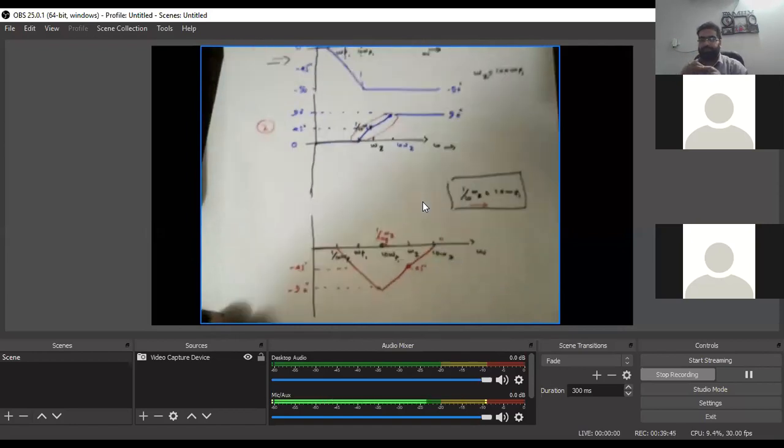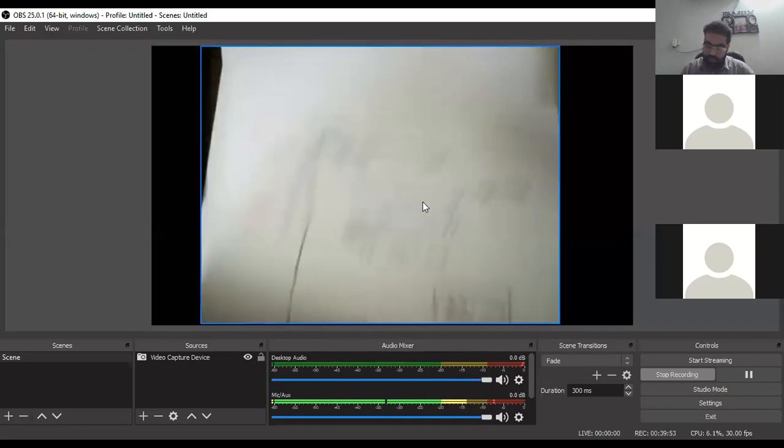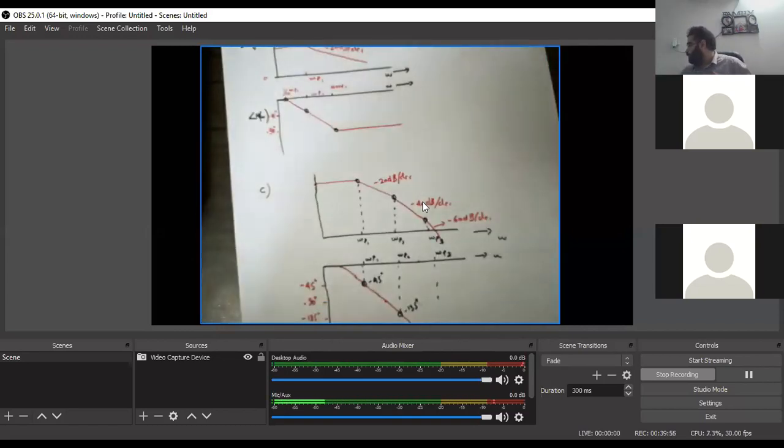Is it clear? Or there is? Yes, sir. Thank you. We'll do one more example. Might be, if something is still not clear, we can just get this thing.